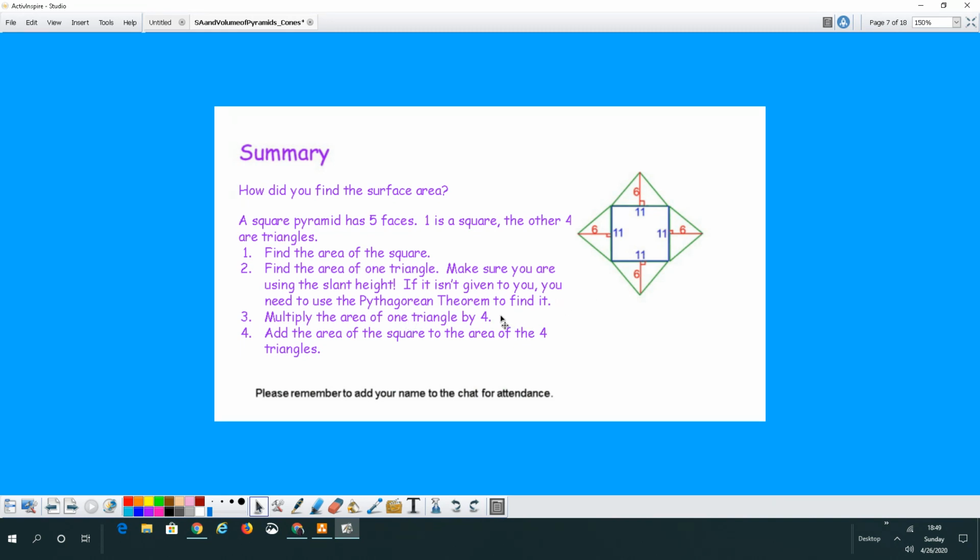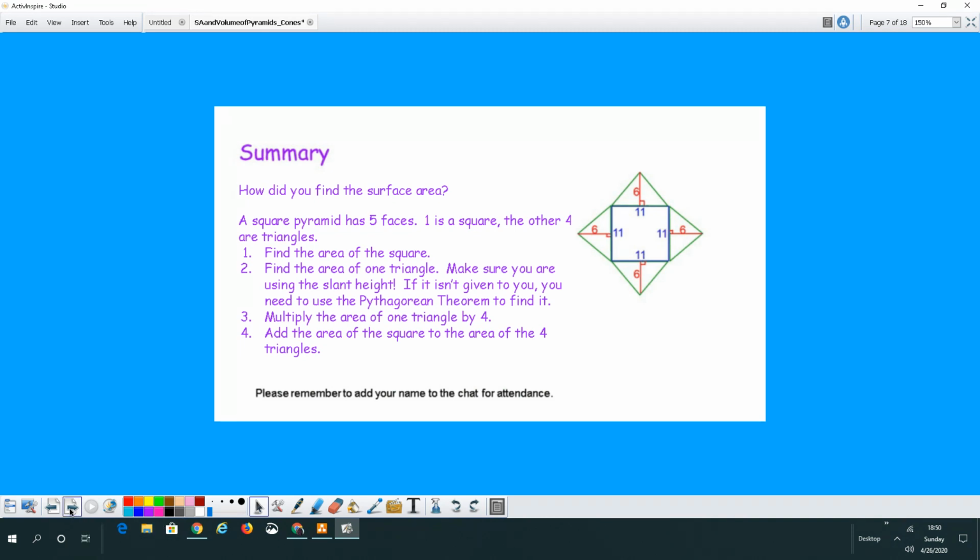We'll be doing that in just a minute. And then you multiply that area times 4, and then add your 2 areas together. The area of the base, our blue surface, plus the area of all 4 of those green surfaces, and that's how you find the surface area.